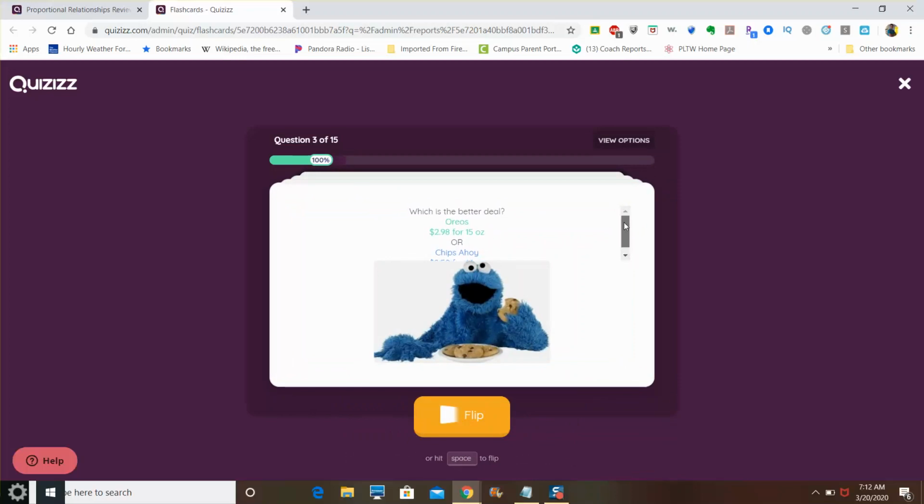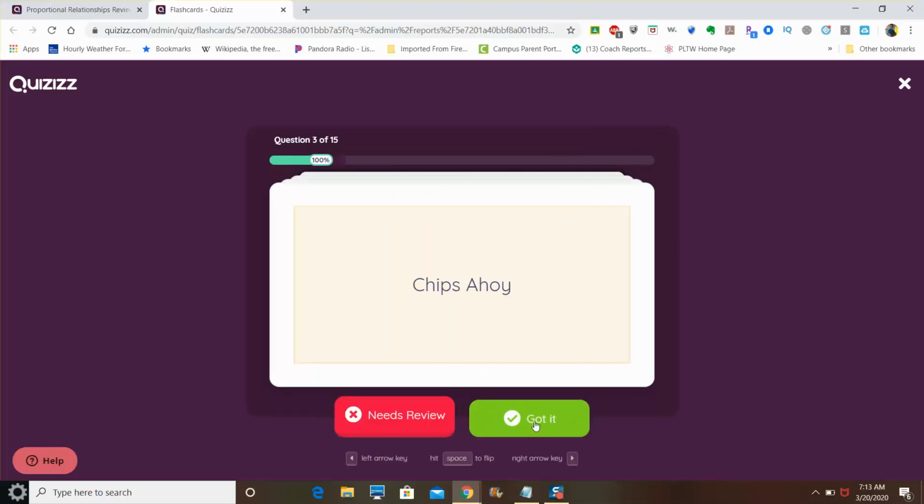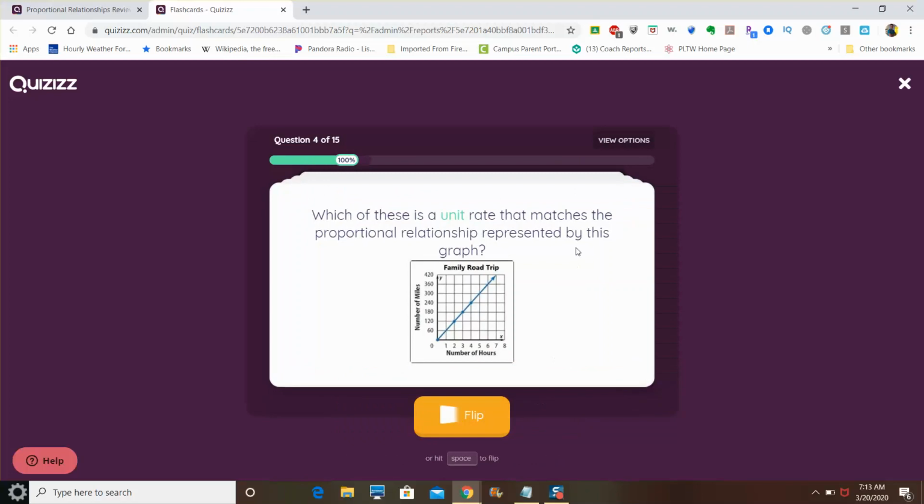So if I have a better deal of $2.98 for 15 ounces of Oreos or $2.50 for 14 ounces of Chips Ahoy, our goal here is to find out which one is the better deal per ounce. 15 ounces of Oreos at $3. If I divide those two quantities, that would mean that each ounce is 20 cents, or just about 20 cents. If I look at the Chips Ahoy and I divide that by 14, $2.50 divided by 14 is about 18 cents per ounce. So the Chips Ahoy cookies are actually the better deal, just because they're a couple of cents less per ounce. Okay, next question.